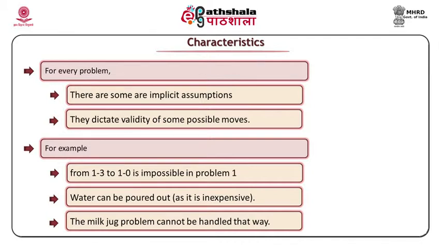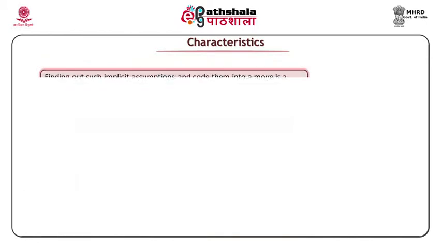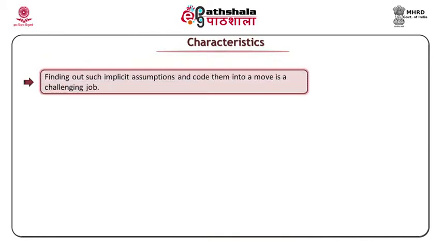There is one example shown in the slide. You can see that 1 3 to 1 0 is possible. Why? You can just pour out 3 out of the jug. In case number 1, it is impossible to do something like that in the milk jug problem. How do you code them? It's not that easy. Not only that, there is one more thing.